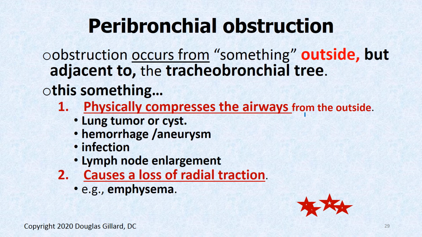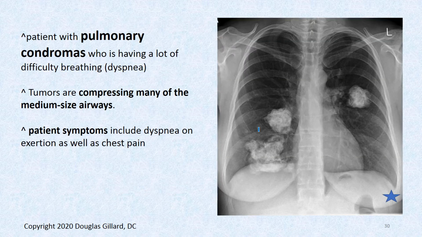How about a peribronchial obstruction? That means the problem is outside the lumen. We looked at loss of radial traction, which is a big problem, and we already talked about that. But how about physical things pushing into the bronchiole, like a tumor, a cyst, or a lymph node, or maybe you've got a bleed going on, or a bug ball, tuberculosis or something? Those can all pinch the pipe shut.